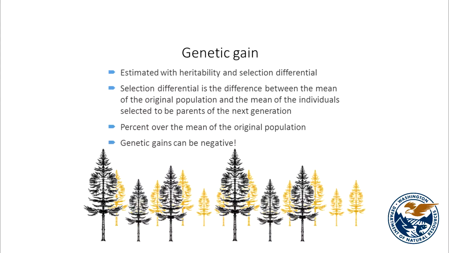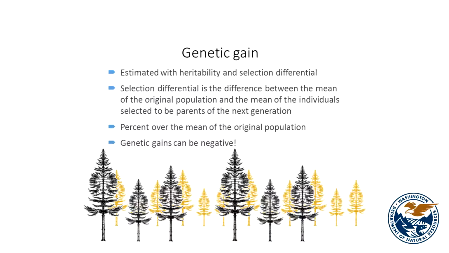Once we have the heritability, we can estimate the genetic gain. We estimate the genetic gain using the heritability and the selection differential. The selection differential is the difference between the population that you started with and the parents of the population that you're going to have. So if all of these trees are part of our original population and we're selecting for the best height growth, we would just select these darker green trees here. And so we would take the average of these darker green trees and compare that to the average of all of these trees, and that would give us our selection differential.